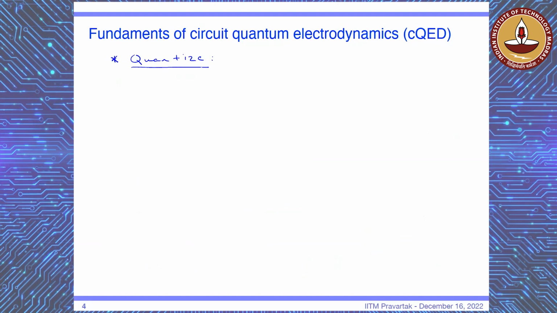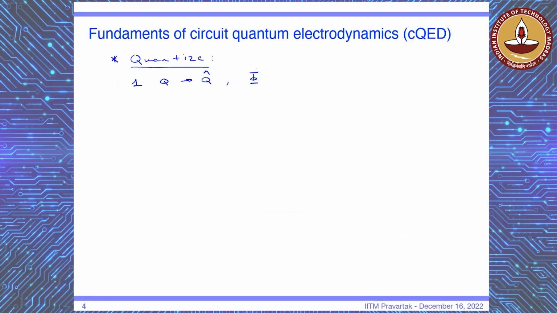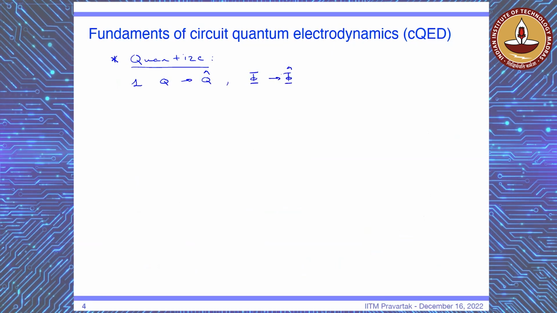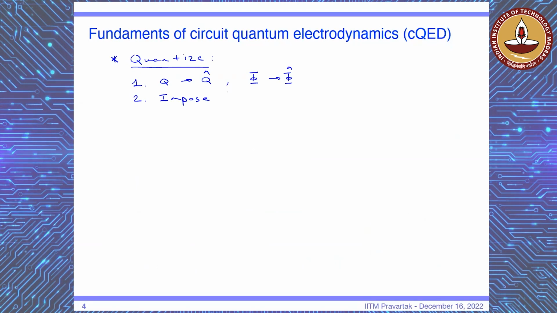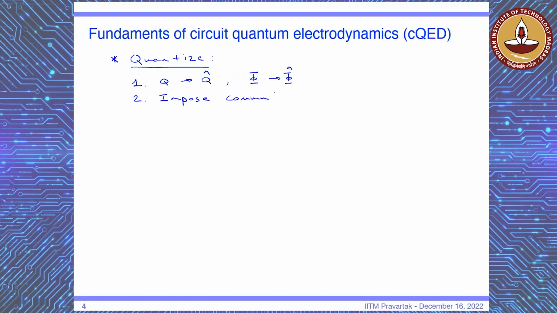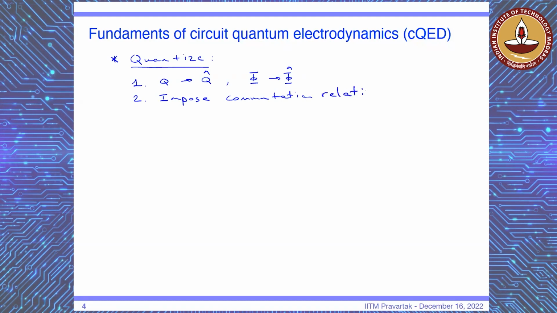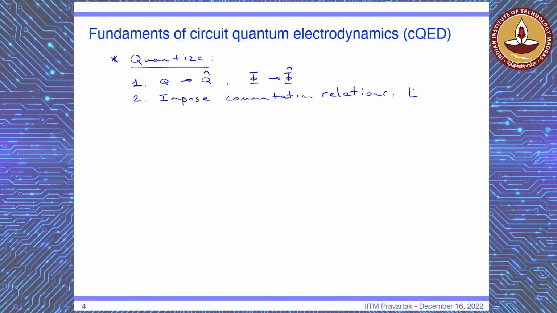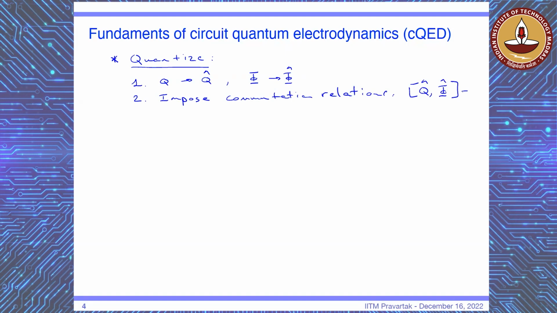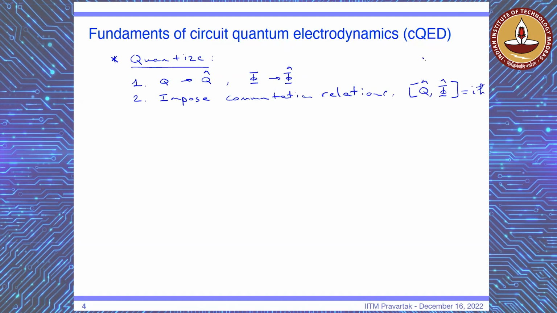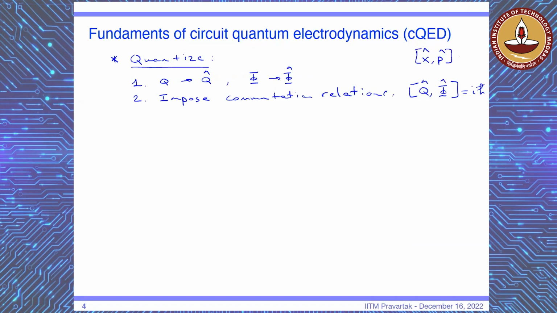By quantization, we mean that one, we make Q an operator, and phi flux also an operator, and we impose commutation relations. Okay. So the commutation relation is [Q, phi]. Right. So this is exactly analogous to what you have in classical mechanics, where you have [x, p] equals i h bar.